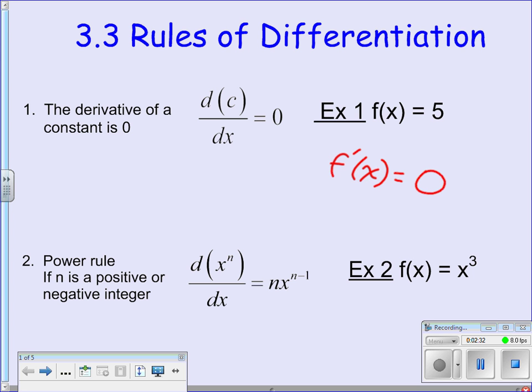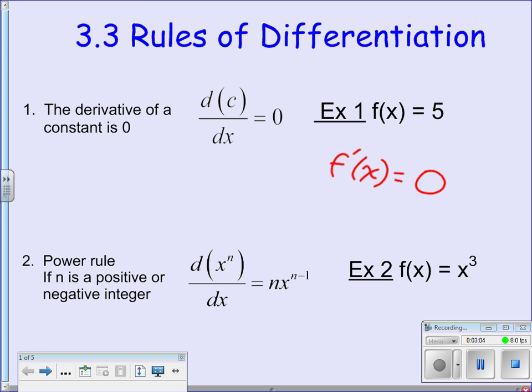So on the next one here, the power rule. The derivative of a variable raised to a power: bring the power down out in front, reduce the power by 1. It does not matter what that power is. Positive, negative, fractional, it does not matter. If I have x to some power, bring the power down in front, reduce the power by 1.